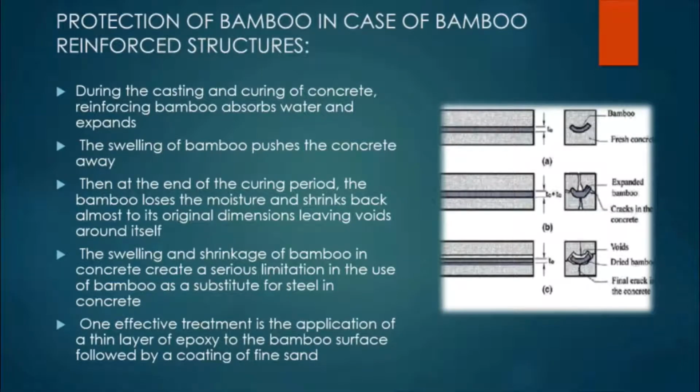The impermeability treatment of bamboo is affected by almost 3 factors: the additional properties of the substance applied to the bamboo and concrete, water repellent property of the chosen substance, and the topography of the bamboo or concrete interface. One effective treatment is the application of a thin layer of epoxy to the bamboo surface, followed by a coating of fine sand.